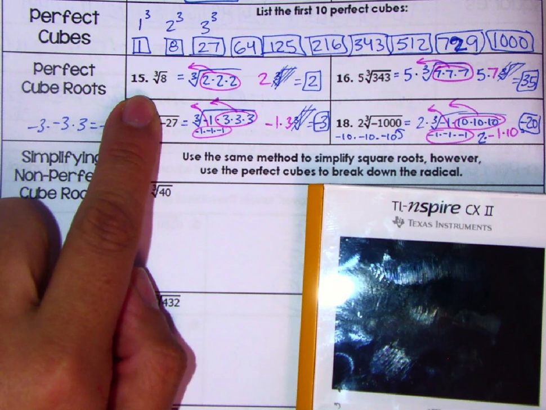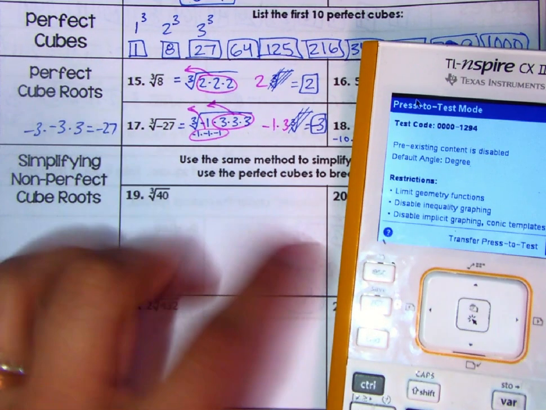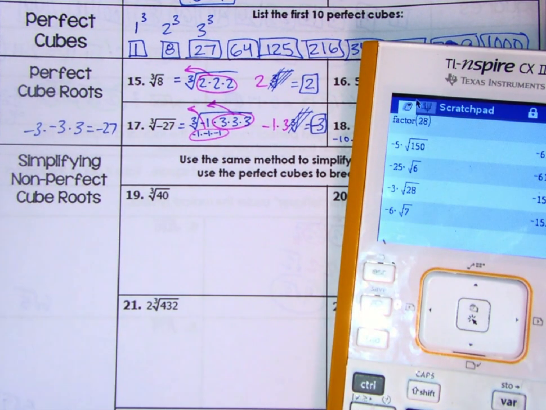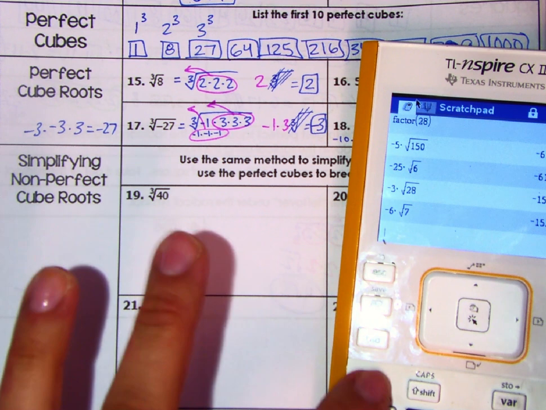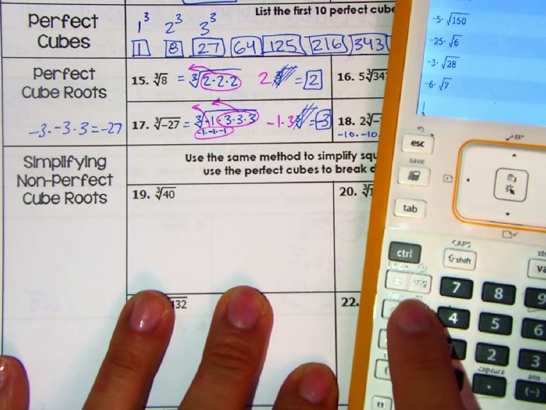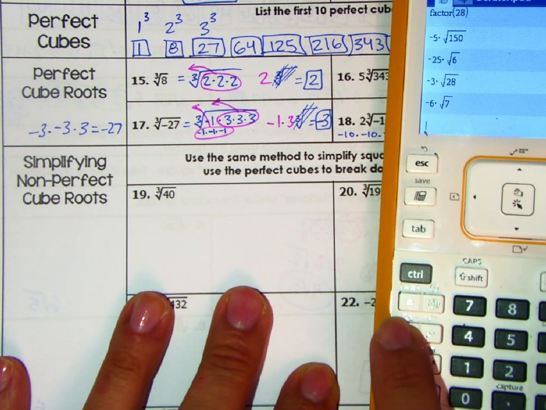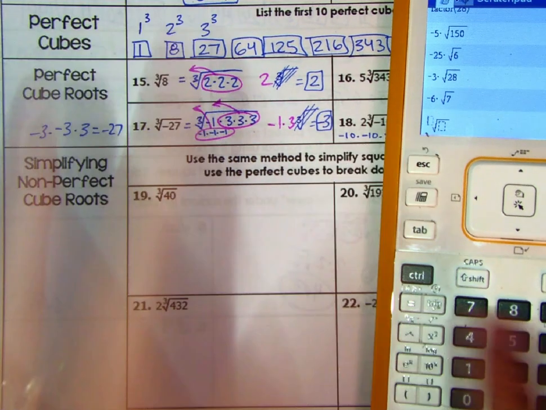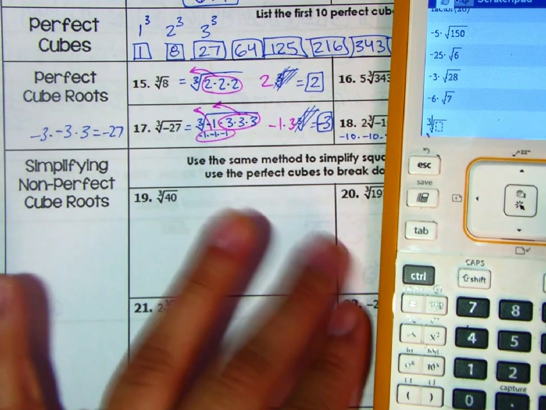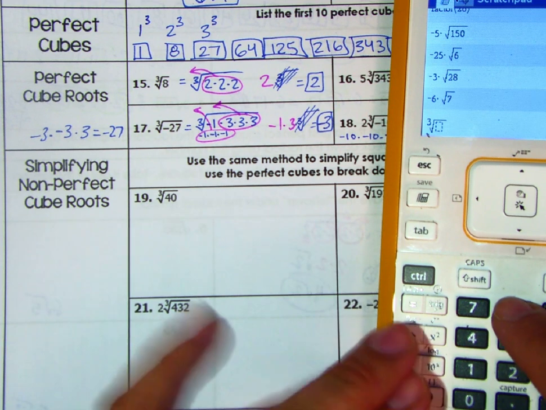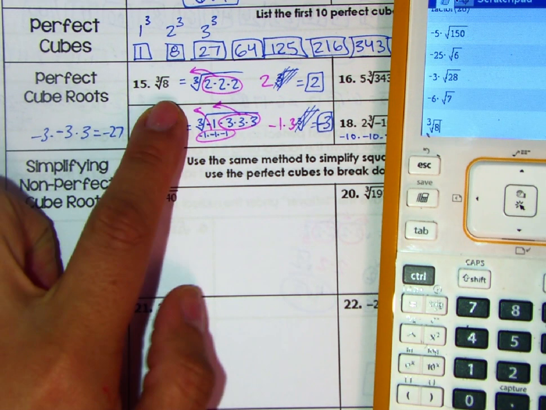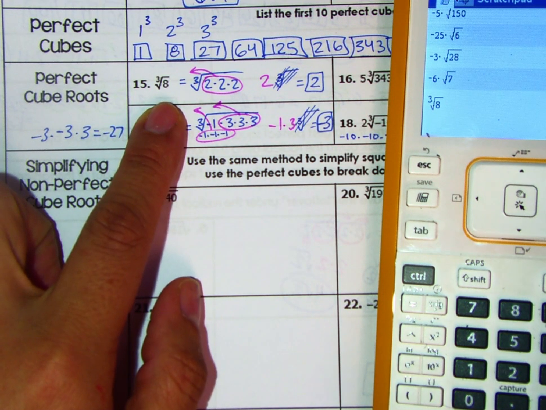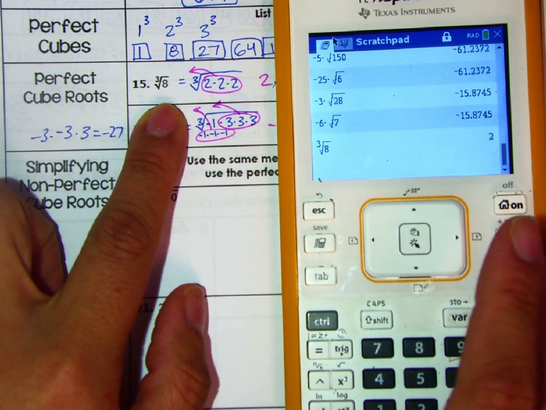So you can also type this in the calculator. Just have the cube root. Instead of the square root, you're going to use the button next to it, the one that has a little space in the front. That's where you put the index of 3, and then you put that 8, the radicand. So cube root of 8 will equal 2.